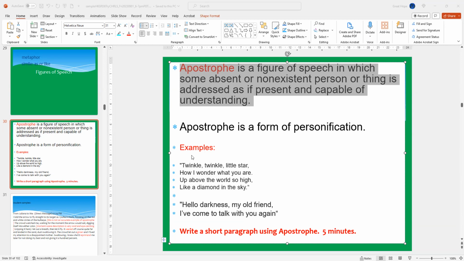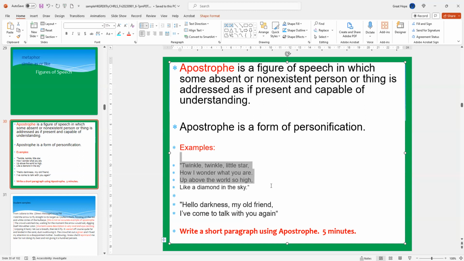So here are some examples of apostrophe, a form of personification. We talk to a non-existent person as if it exists, as if it's really there, capable of understanding, as if we're talking and behaving together. Jason, can you read this example of apostrophe?